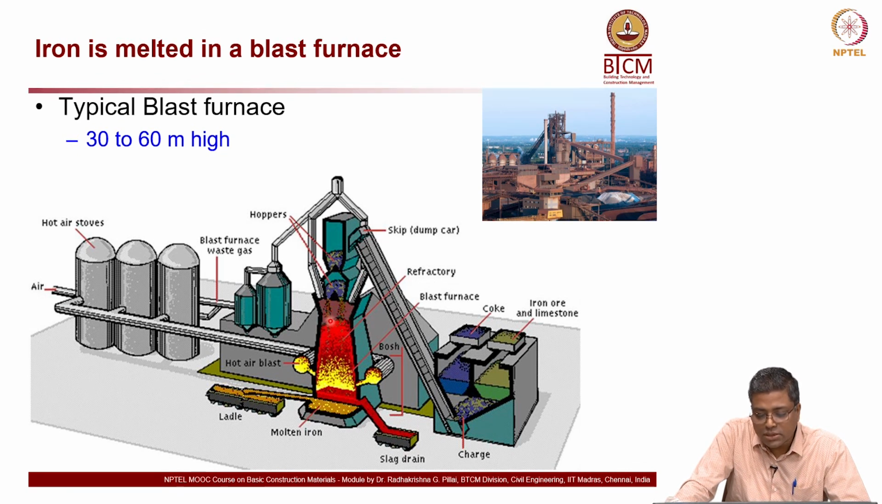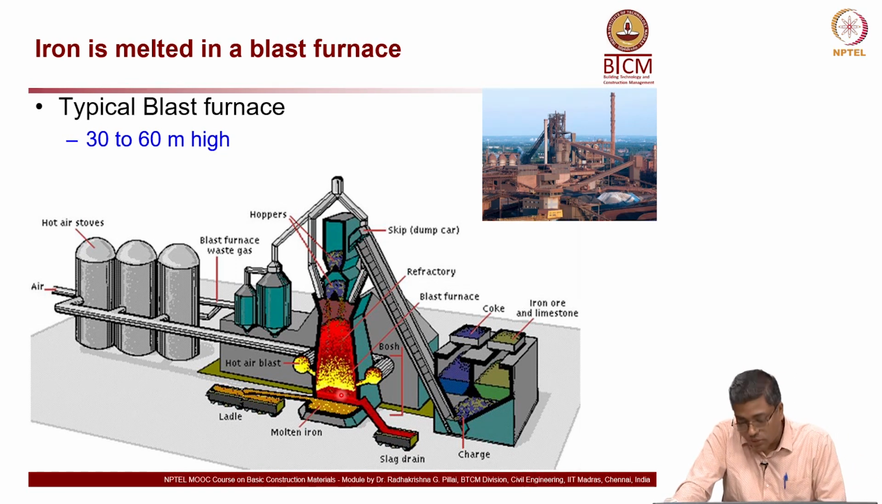These materials are stacked inside this furnace, and then you have a hot air blast. That is why it is called a blast furnace. Hot air is blasted from the bottom, and the material inside the furnace gets heated up, reacts, and then starts melting. You get molten iron at the bottom, and also some slag is formed, floating on the iron. The slag is also used for other purposes.